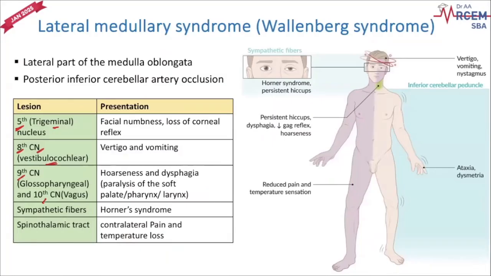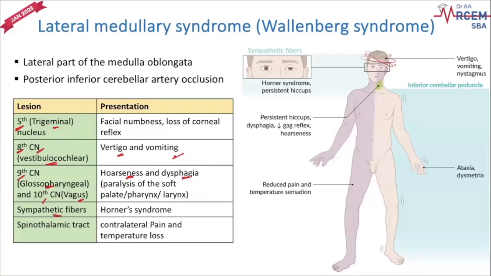The eighth cranial nerve is the vestibulocochlear nerve, so some hearing will be lost, and mainly it is required for balancing. If balancing is lost, you will have vertigo. If vertigo is present, you'll start vomiting. The glossopharyngeal and vagus nerves are basically required for swallowing. So there will be some swallowing difficulties and some difficulty in speaking when the ninth and 10th cranial nerves are involved.